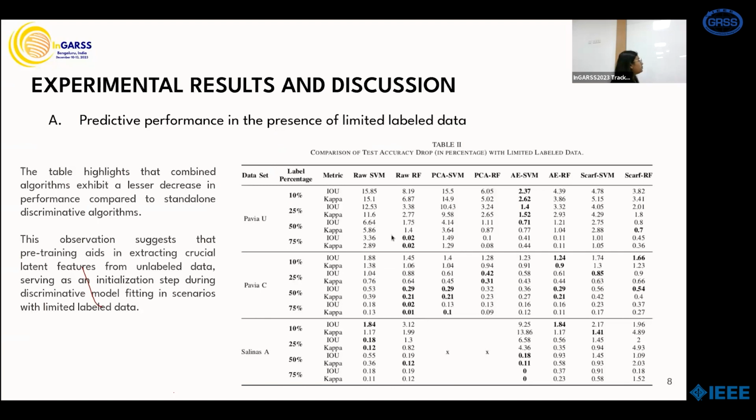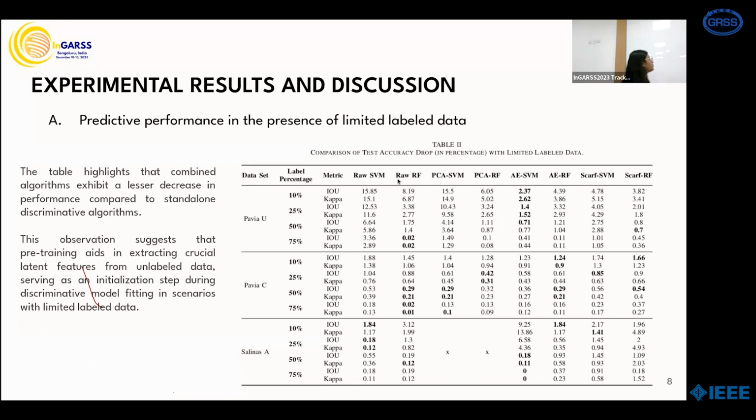For the experimental results and discussion, the predictive performance in the presence of limited label data is evaluated. We have used 6 combined models, which are PCA-SVM, PCA-random forest, autoencoder-SVM, autoencoder-random forest, SCARF-SVM, and SCARF-random forest. SCARF is self-supervised contrastive learning. And 2 standalone discriminative models, which are SVM and random forest.